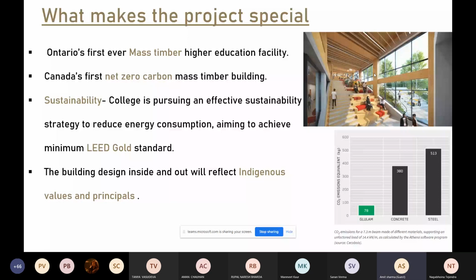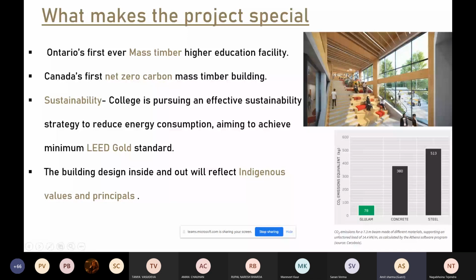Before that, like 2 years ago, it was not allowed to build more than a 3-story building with a mass timber structure. But in Canada, the laws recently changed, and you can build more than a 10-story building from CLT, cross laminated timber structure. As you can see, the carbon emission from a timber building is very, very low compared to concrete and steel buildings.